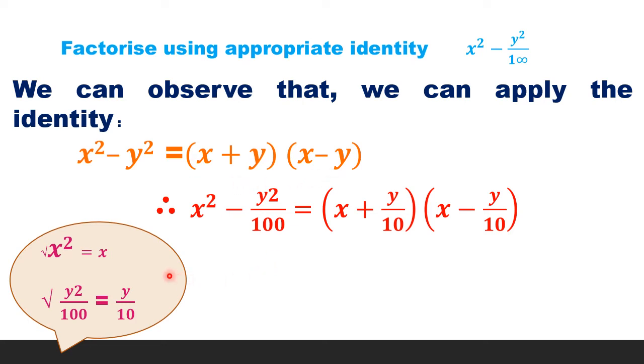Now, the only thing that you have to do is find the square root of the numbers or the variables in the expression. Here what is given? x squared. So write the square root of x squared and find it out. It is x. Similarly, find the square root of y squared upon 100. It is y upon 10. So what will we get? (x plus y upon 10) and (x minus y upon 10). Here we are replacing y with y upon 10 and x is as it is. So just replace y with y upon 10 in both these factors and your answer is ready.